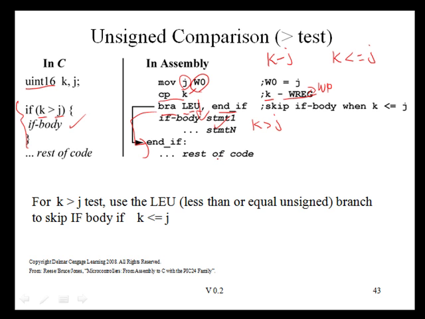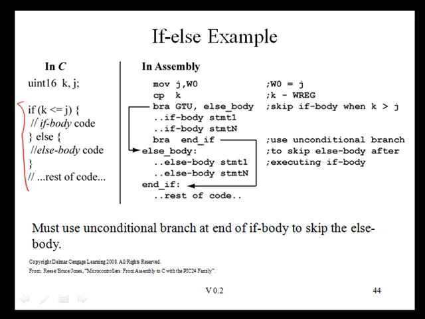So now let's write the assembly code for this if statement that says if k is less than j, do this if body, else do this else body. Both k and j are unsigned 16-bit variables. We're going to perform the subtraction of k minus j in the same manner as we previously did. Remember that this branch needs to be for the false condition, so the false condition is going to be k greater than j. This branch is read as branch greater than unsigned. This branch is taken if k is greater than j, and we're going to execute the else body statements and then execute the rest of this code.